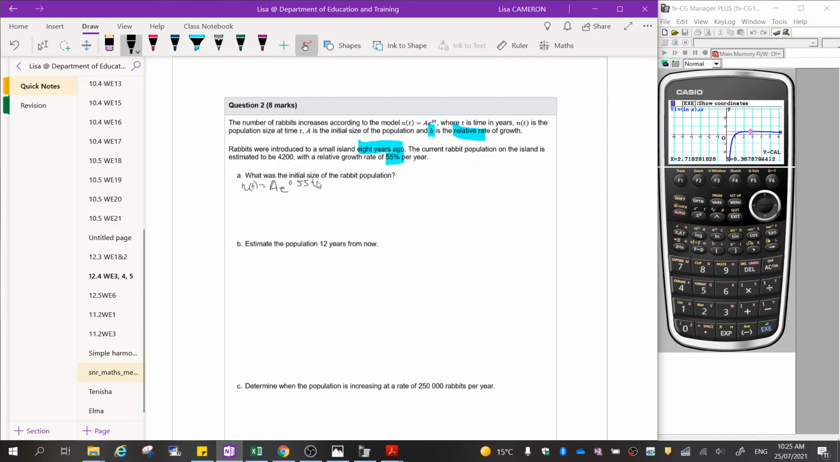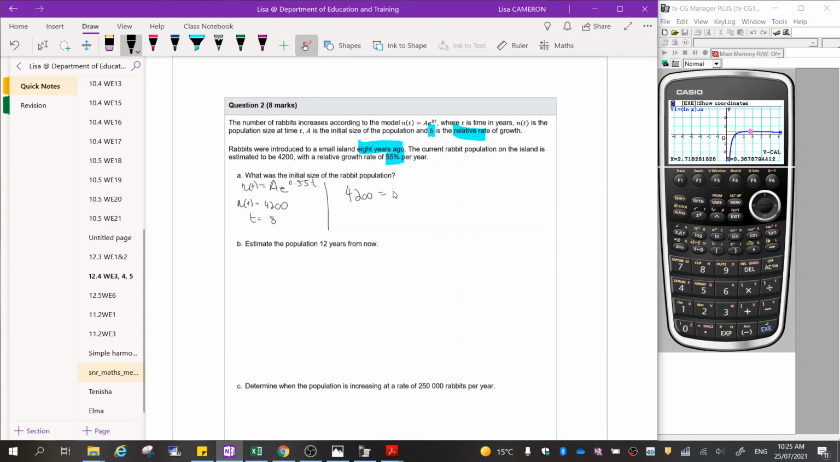So what was the initial size of the rabbit population? It's introduced 8 years ago. Then that means that that's when t equals 0. So t equals 0, 8 years ago. Okay, so what was the initial size of the rabbit population? Let's start chugging. So the current rabbit population, N(t), is equal to 4,200 when t is equal to 8. The current population is 8 years since they were introduced.